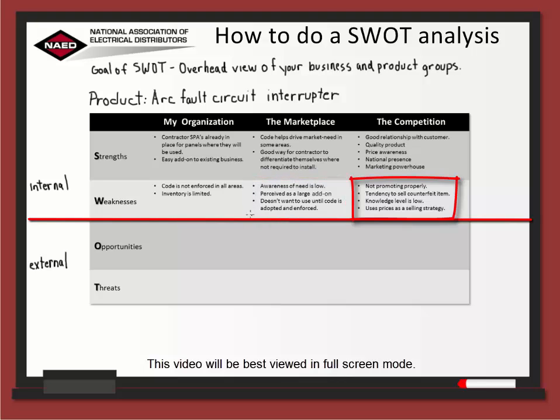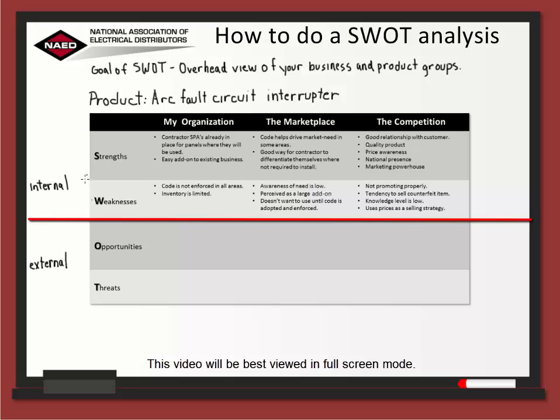Weaknesses in the competition? Well, the competition may not be promoting it properly. They may have a tendency to sell counterfeit items, or maybe they have a lower level of knowledge, or they may use prices as a selling strategy. As we do this, you're probably getting a good idea of what we're trying to do here. It helps show the different values of each category.